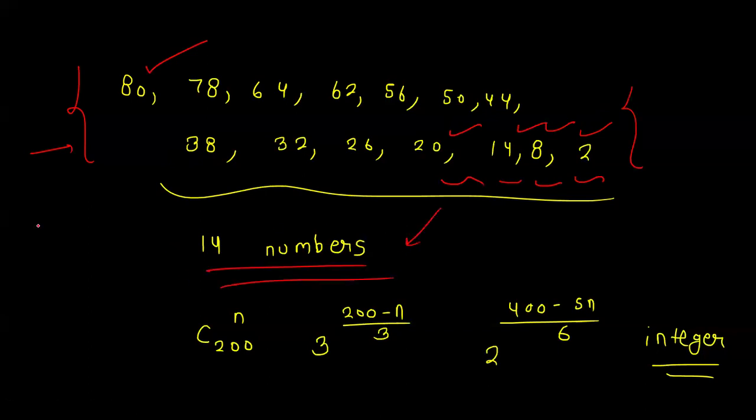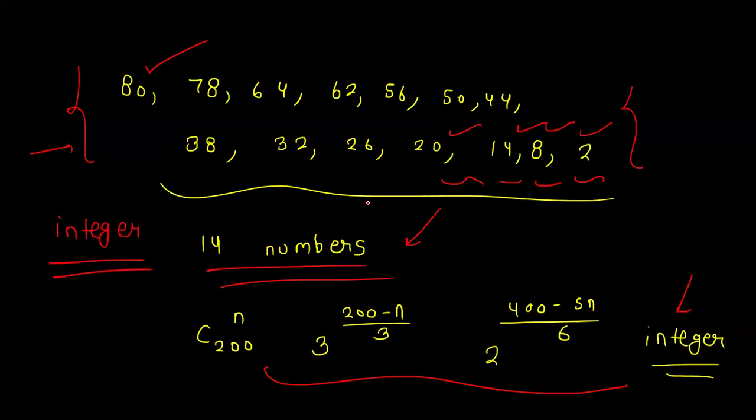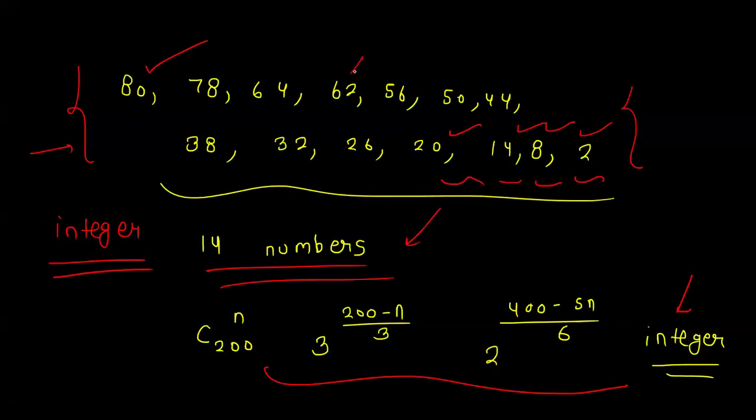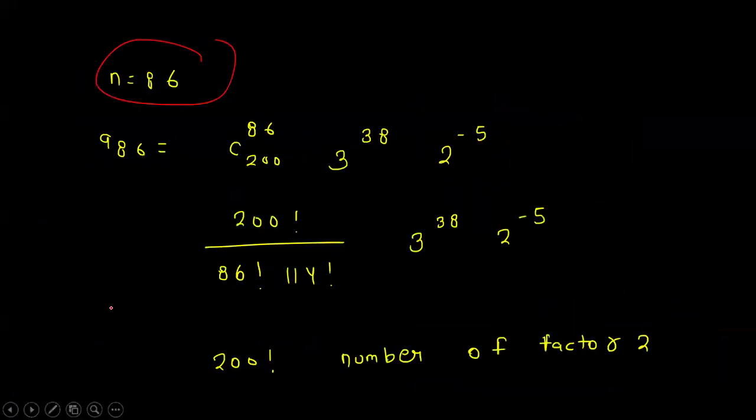So for these 14 numbers we can surely say that this thing is an integer, and this thing is an integer. So for these 14 values of n, like 2, 8, 14, 20, we can say that it is an integer. But there is one case here also. n is equal to 86 is not here, but if you put n is equal to 86, it will become like this.